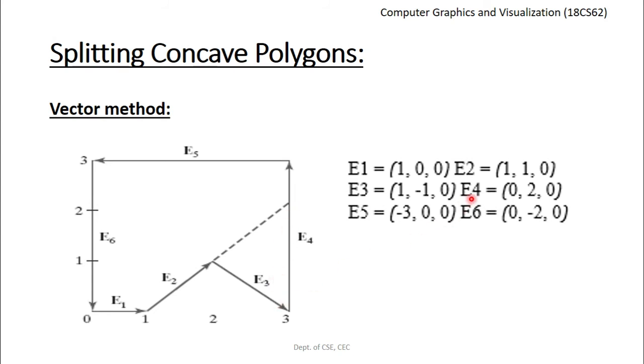So for edge E4 we can write it as 0 2 0. For E3 we can write it as 0 3 0, because there are three values that will be used here. So E5 will be minus 3 along the x axis, no displacement along the y axis, so minus 3 0 0, and E6 will be 0 minus 2 0.